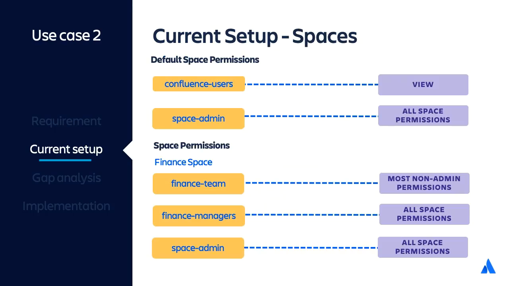Now, let's understand how space permissions work right now. Default space permissions grant Confluence users restricted permissions to view content only. The group space admin is granted all space permissions by default so that members of that group can administer spaces. Then, as spaces are created, we have an example of how permissions are granted to groups. The finance team group are granted most non-administrative permissions, and the finance managers are granted all space permissions. The space admin group remains with all space permissions, although, of course, members of the finance managers group can remove the space admin group and manage the space as they wish.